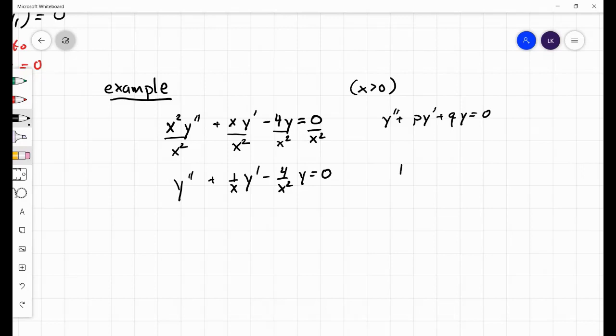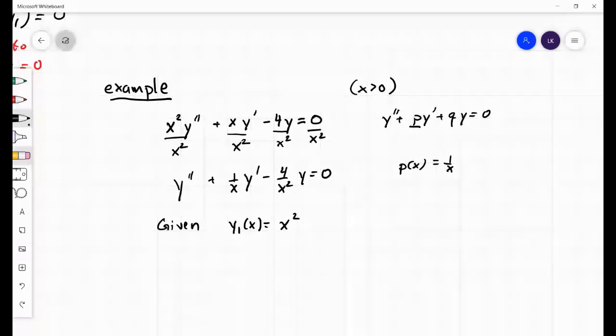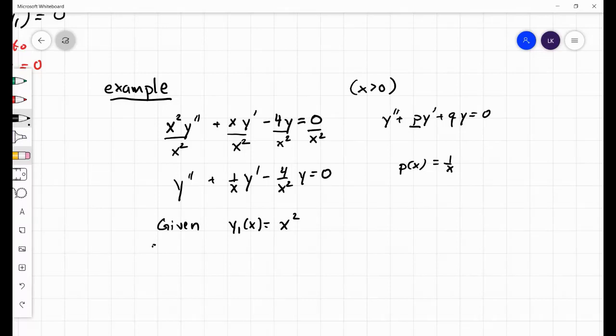Okay. We identify p of x as the thing that multiplies y prime, so that's going to be 1 over x. And then I'm going to tell you that one of the solutions, a given solution to this equation, is y1 equals x squared. You can confirm that this actually is a solution to the differential equation. So we're going to assume a solution, y2, that is equal to some function of x times y1.